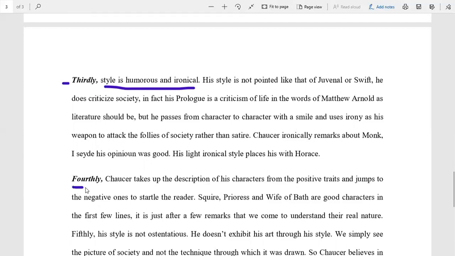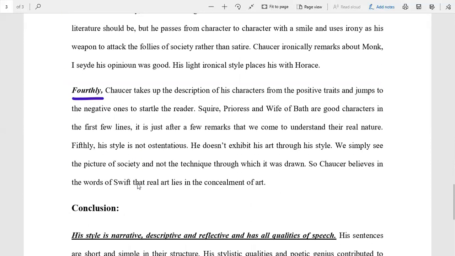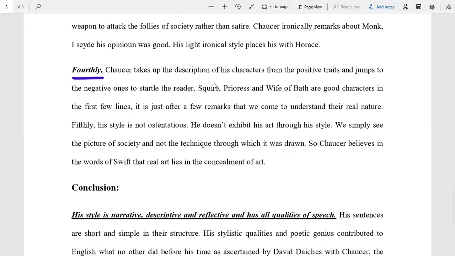The fourth feature is here. Chaucer takes up the description of his characters from the positive traits and jumps to the negative ones to startle the reader. This is a wonderful progress, a wonderful attempt on the part of Chaucer. First of all he exposes the positive traits of a character, then he goes to the negative one, and the reader is startled and enjoys it a lot. The Squire, Prioress, and Wife of Bath are good characters in the first few lines. It is just after a few remarks that we come to understand their real nature.